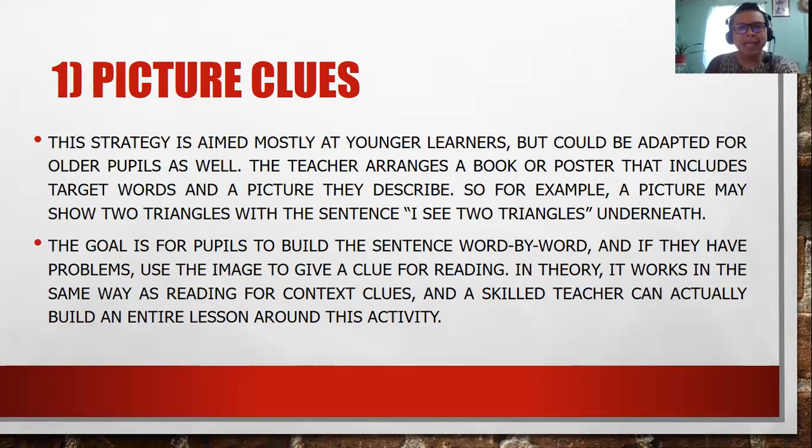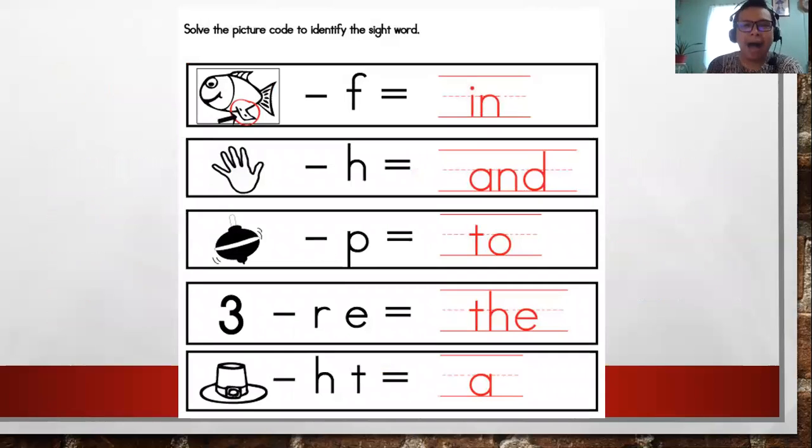In theory, it works in the same way as reading for context clues, and a skilled teacher can actually build an entire lesson around this activity. Here is an example of how students can code or recognize words through picture clues. Like for example, in recognizing the pin, the hand, the top, the tree, and the hat. Through the pictures, they can recognize the words.